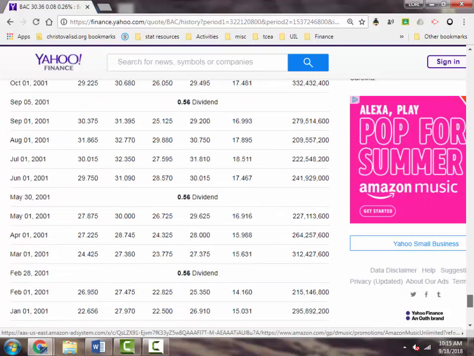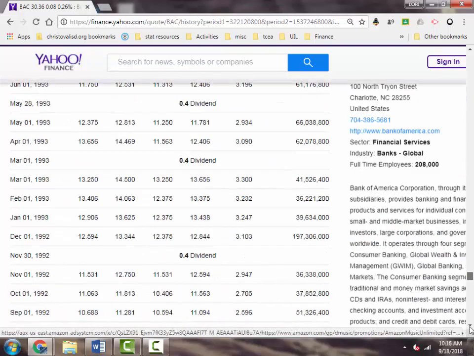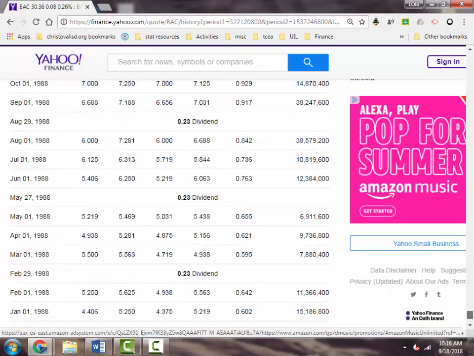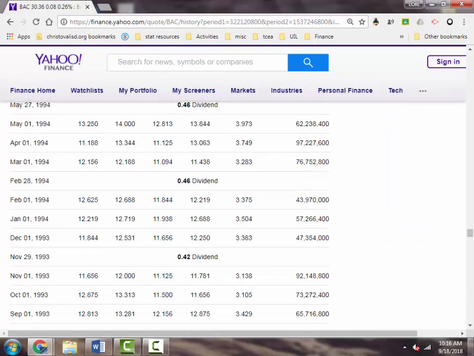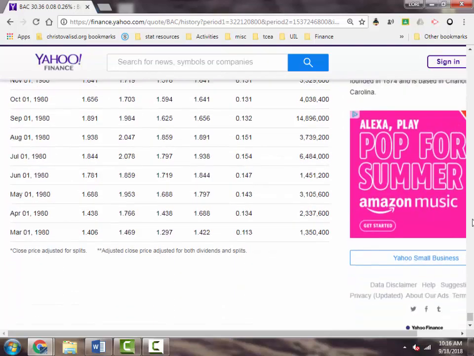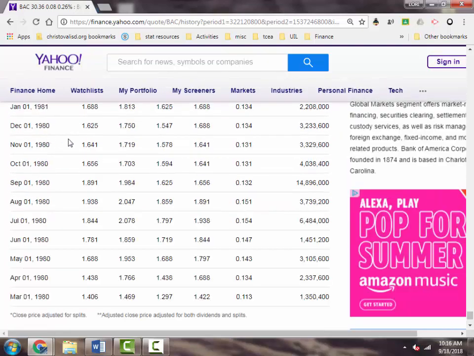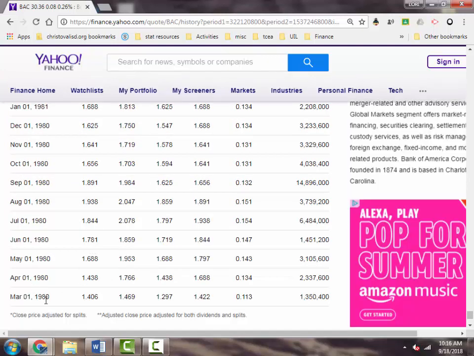So let's look and see, when did the stock start trading under BAC. Keep going back. So remember, this was the starting price. So if you bought it in 1980, you would have paid $1.40. You see how that worked?